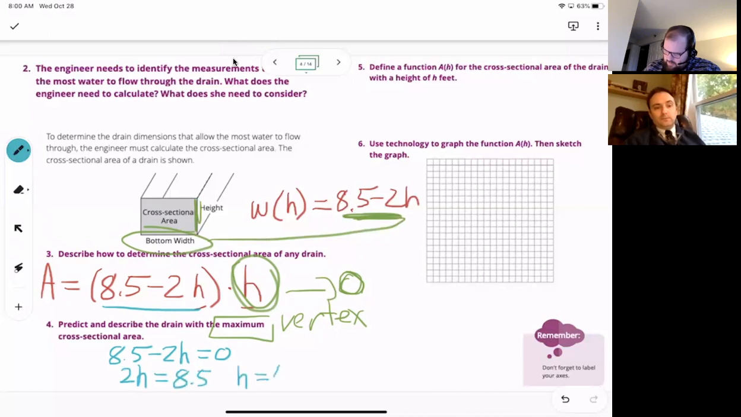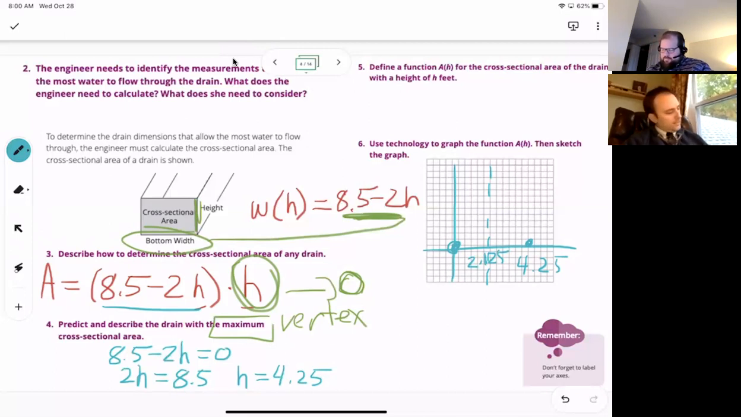So h equals 4.25. Then we have to find the middle of those two, which is going to be 2 and a little bit. If I were to begin graphing this, we're talking about here at 0, here at 4.25, and then exactly between those, we've got 2 and a little bit, 2.125, which would be where that max occurs.